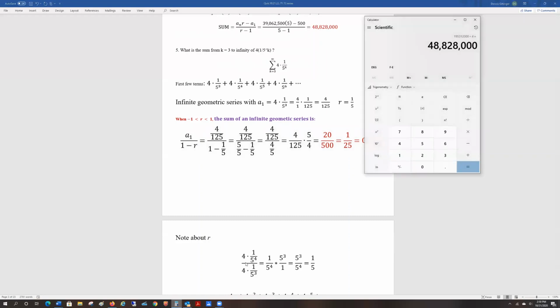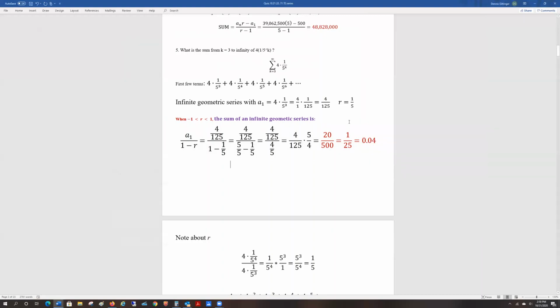Or you can cleverly take out your calculator and just do 20 divided by 500. And don't forget to look at it, make sure it's right. And it's going to say 0.04. Really? Yeah, so that's a good answer too. 0.04 is 4/100ths, and 4/100ths is the same thing as 1/25.